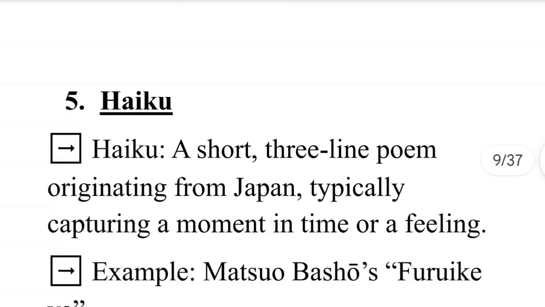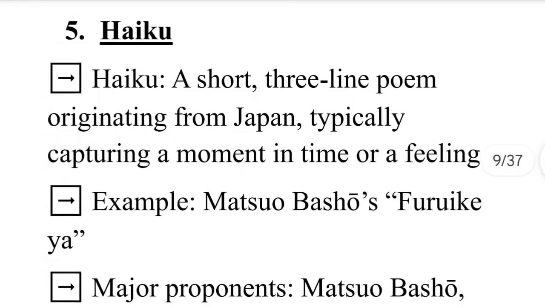As we move forward, haiku. Haiku is another important form which was invented by the Japanese poets. When it comes to its definition, a short 3-line poem originating from Japan, typically capturing a moment in time or a feeling. Yes, haiku is nothing but a 3-line poem, which is very important. Write down these details: haiku is a 3-line poem which originated in Japan and typically talks about a moment in time or a feeling.